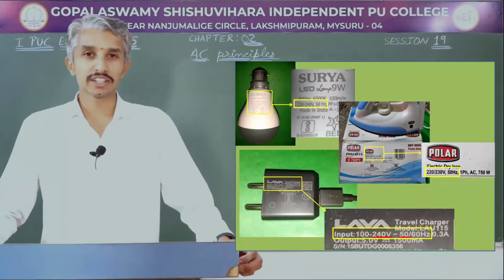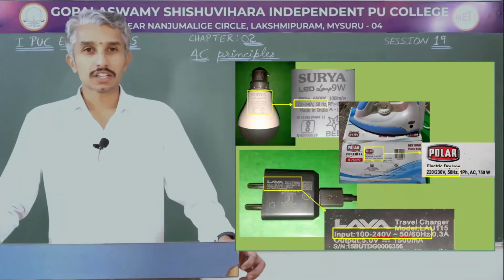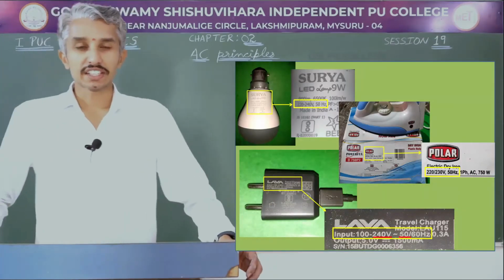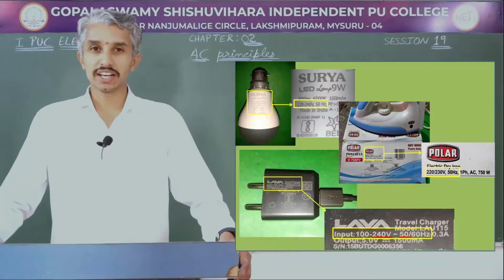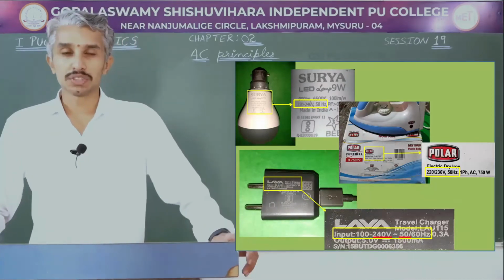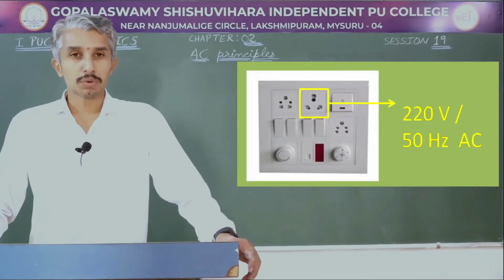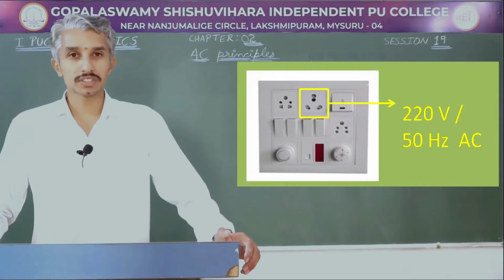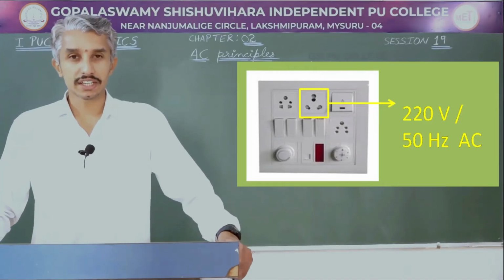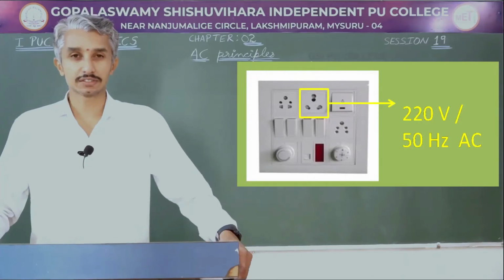If not 220, either 230 or 240. All these appliances work with alternating current. You see there it has been mentioned as AC. So, the power supplied in our home is through alternating current. In all our plug points or the switches, what we receive in our home is alternating current, not a direct current.